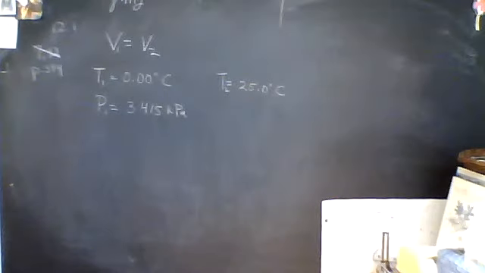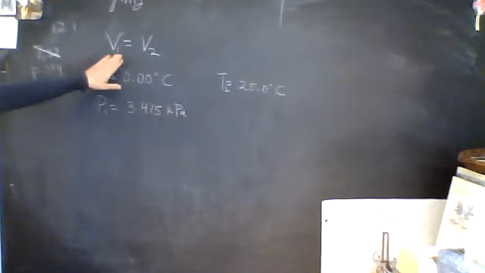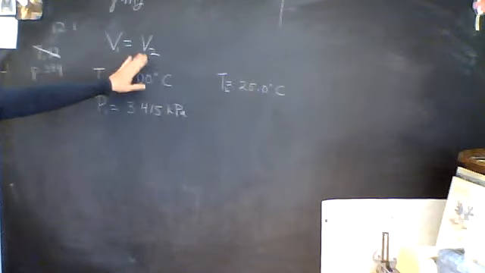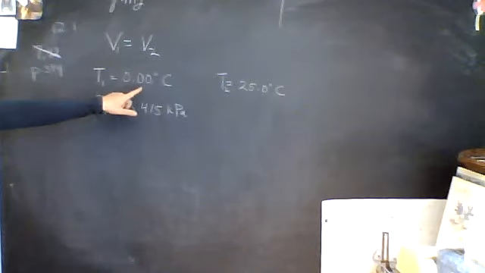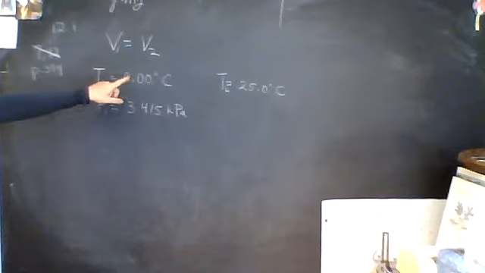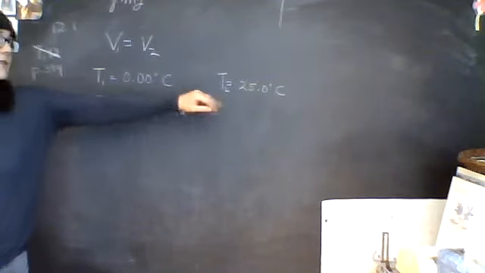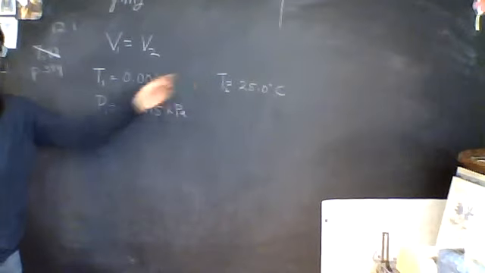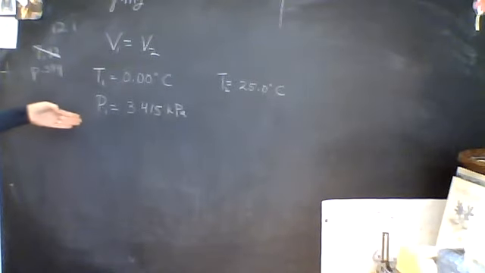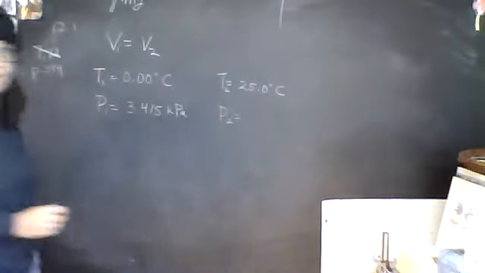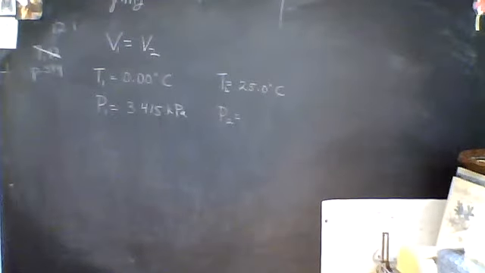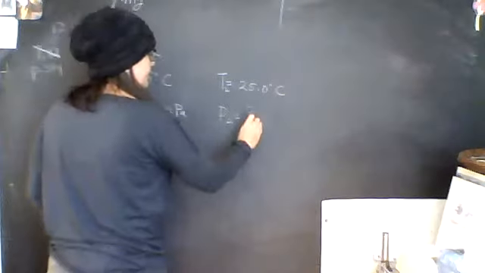Okay, so I wrote down a number of facts as you were talking. First, the volume doesn't change, so V1 is going to equal V2. The first temperature was 0.00 degrees Celsius, and the next temperature will be 25.0 degrees Celsius. The pressure 1 is this value, and we need to calculate pressure 2. Before we do the algebra, we need to convert our units into Kelvin degrees.